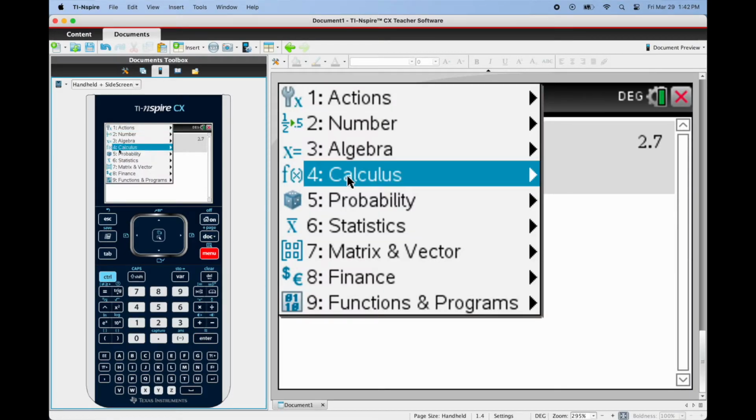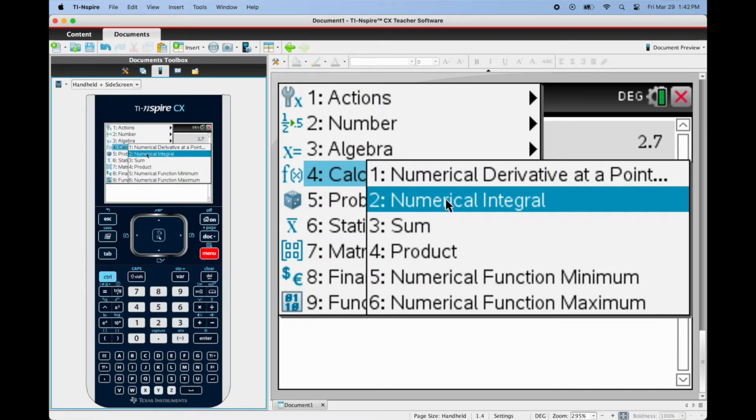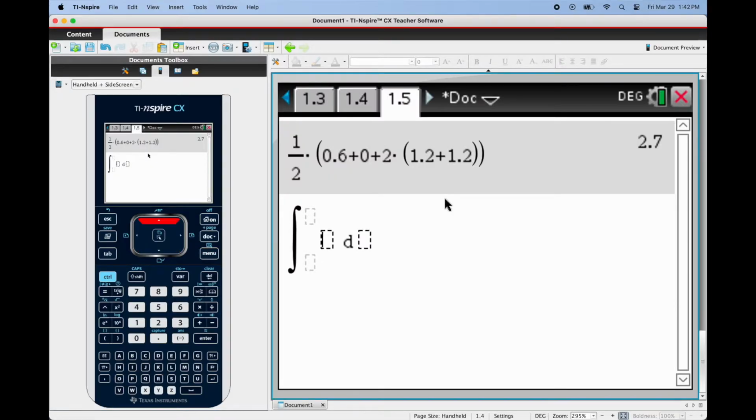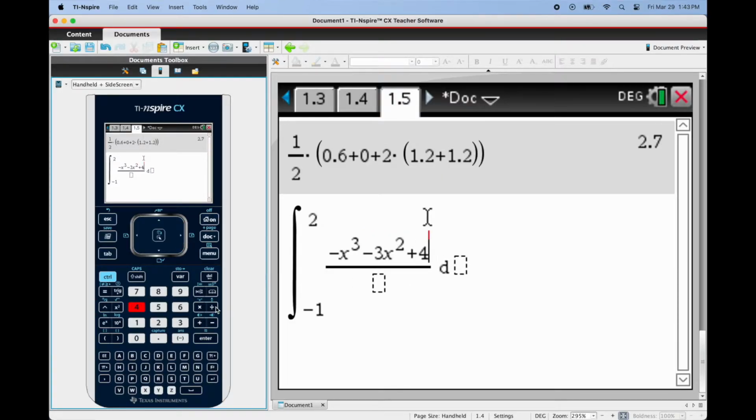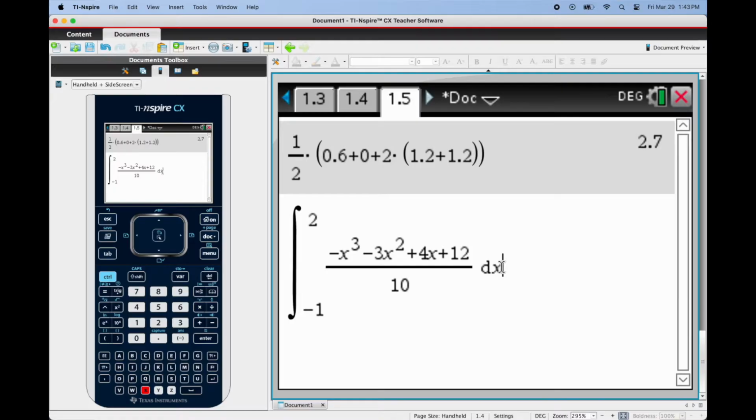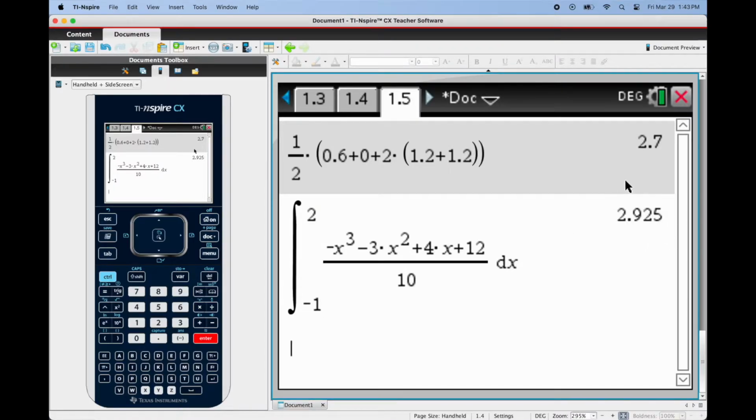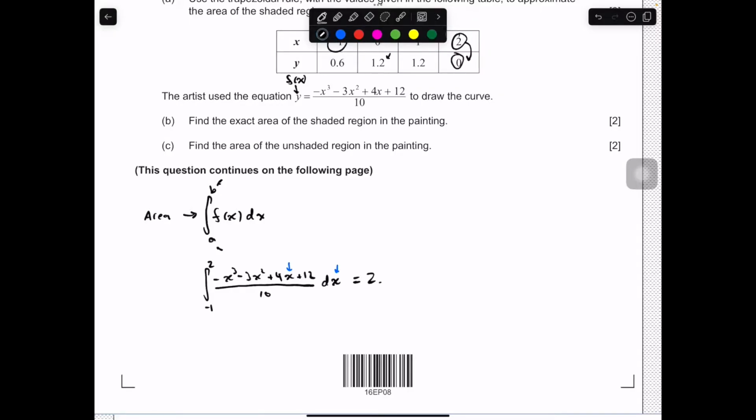Menu, calculus, we want to find the numerical integral. Our lower bound was -1, and our upper bound was 2. Our function, actually let's get a fraction to write this out, and we have negative x cubed minus 3x squared plus 4x plus 12, and this is all over 10. Our variable is x, so let's write an x right in here. And there it is, 2.925. So let's go back to the document and write this out. 2.925. Find the exact area of the shaded region.